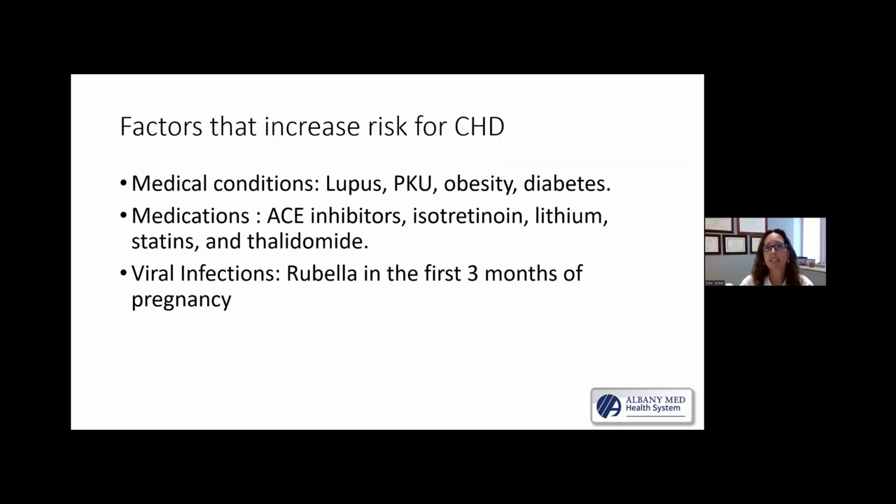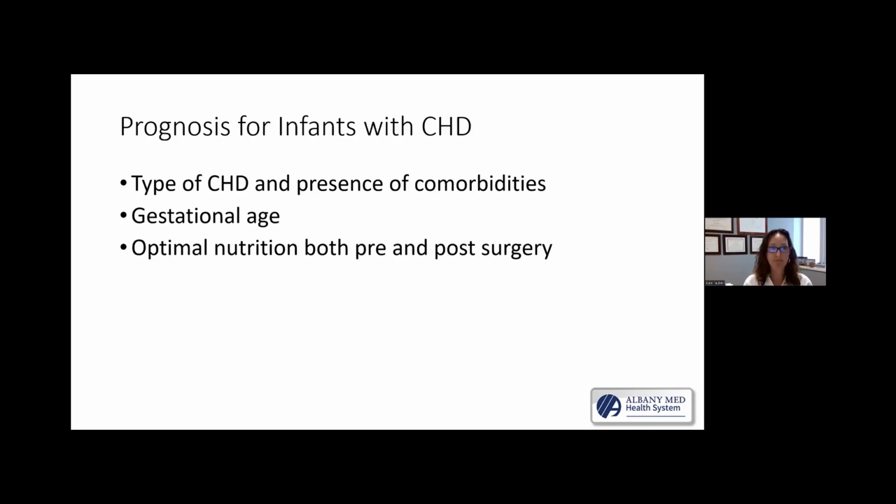Other factors that can increase the risk for development of a congenital heart defect in the fetus are maternal medical conditions like lupus, phenylketonuria, obesity, and diabetes before becoming pregnant, not gestational diabetes. Medications that the mom may be taking, like ACE inhibitors, isotretinoin, lithium, statins, and thalidomide, have all been associated with the development of heart disease in the fetus. And some viral infections like rubella, if contracted within the first 3 months of pregnancy, can lead to this, because again, that's when most of the development of the heart is taking place.